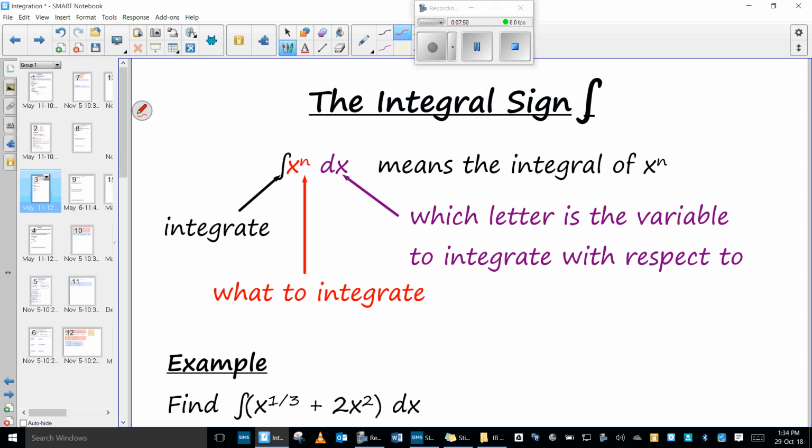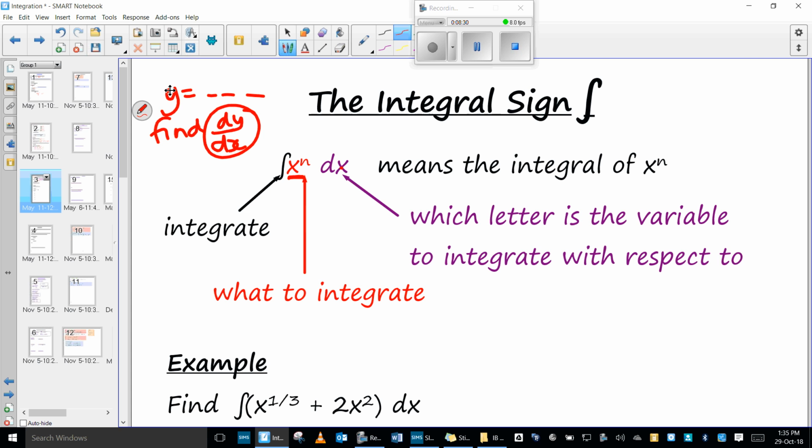Okay, the integral sign. So we know that if we see an expression that says y equals blah, blah, blah, and it says find dy dx, that indicates that we're going to need to differentiate. Well, we need a sign to show us that they want us to integrate, and that's this big stretched out S. So this symbol here means we're integrating. This is what we're integrating. And the dx is written there because it's telling us to integrate with respect to the letter x.